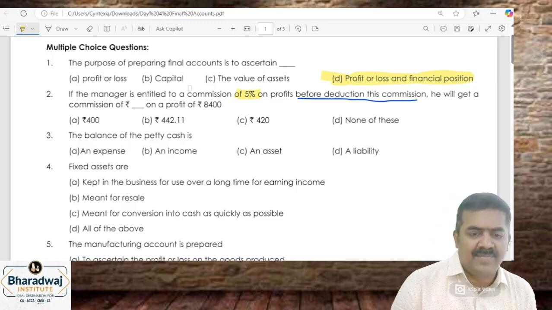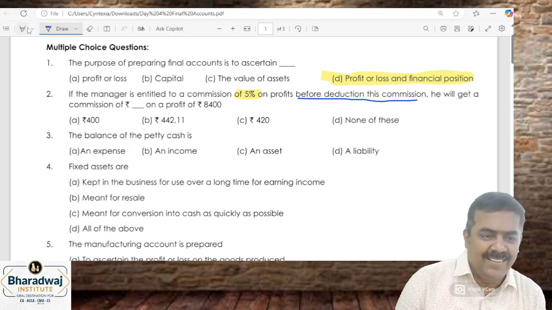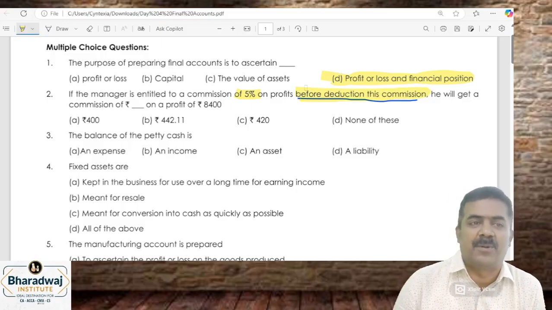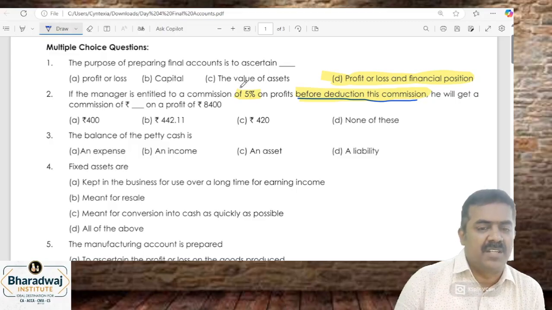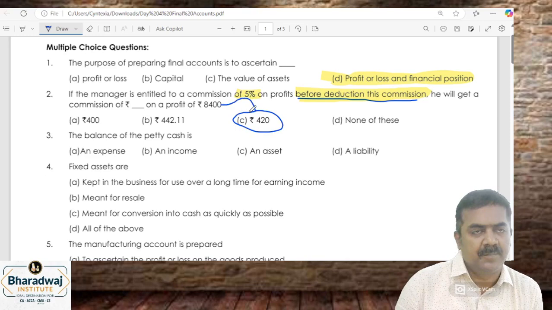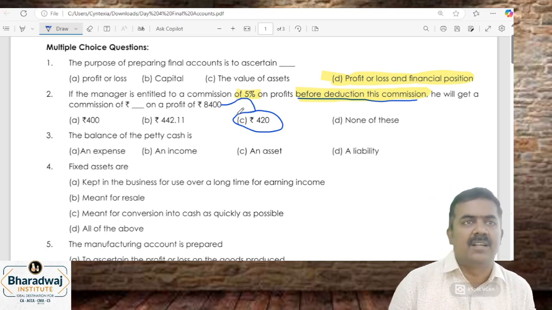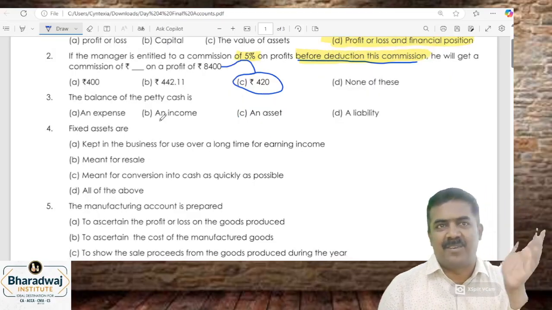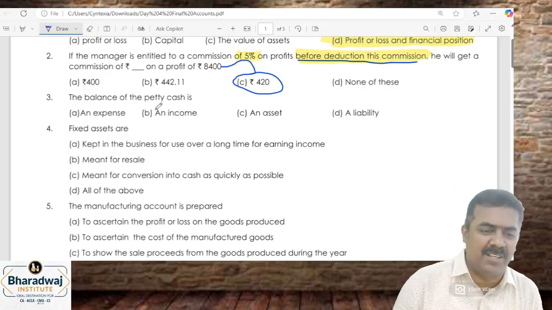Option A. Think. Have they given it after charging commission or before charging commission? After charging commission, we apply 5/105. If they had given after charging commission, it would be 8,400 into 5/105. Here they use the words before charging commission. So 8,400 into directly 5% will give us 420. If after charging commission, we use 5/105, the answer will be 400. So be careful. What we learned in class was after charging commission. If they give before charging, be careful.